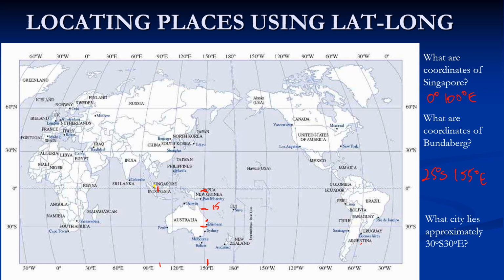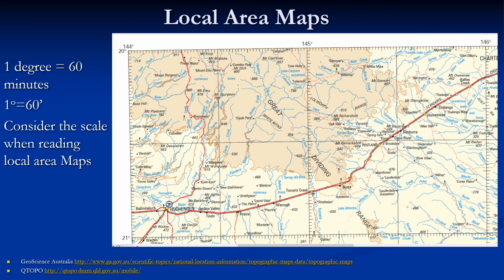Now let's have a look at this one. What city lies approximately 30 degrees south? So here's my 30 degrees south. It's got to run along this line here somewhere. And then 30 degrees east. So I'm looking up here. Okay, so I'm running down this line and it's hitting that one. So it looks like Johannesburg in South Africa is approximately 30 degrees south, 30 degrees east.